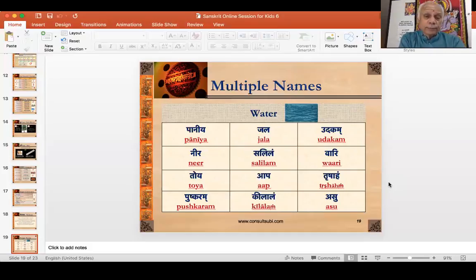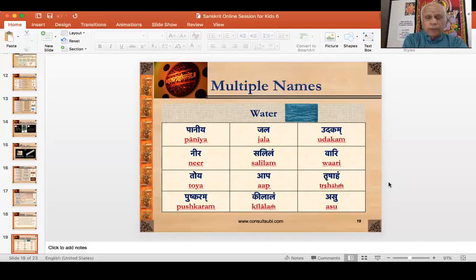Apu is also water. Apo Kishta Mayo Bhuvaha. In the Sandhya Vandanam we say Apo Kishta Mayo Bhuvaha Sthana Bhute Zadatana. There is a mantram. Trishaham. Trisha means thirst, you know. One which quenches the thirst is called Trishaham, that is water.